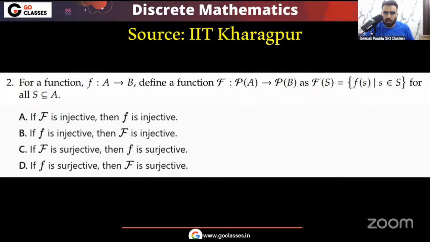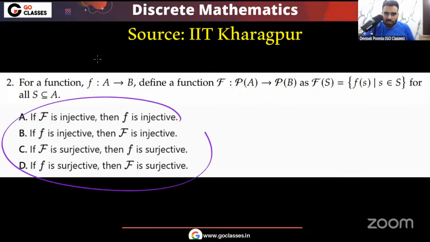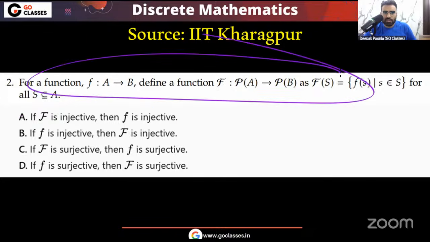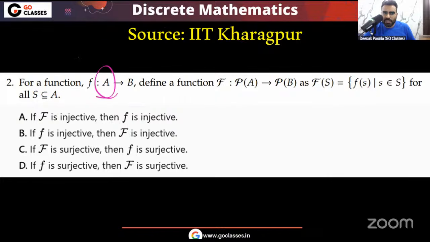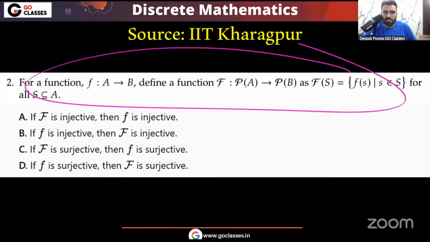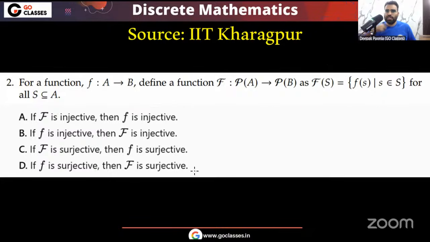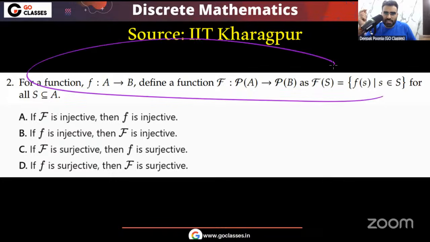I just want to tell all those students that before solving the question, you must try to understand the question. You can take a small example, you can take small set A, small set B, and then you can try to understand this question first. Maybe you can spend 5 minutes, 10 minutes, 15 minutes just for understanding this question.